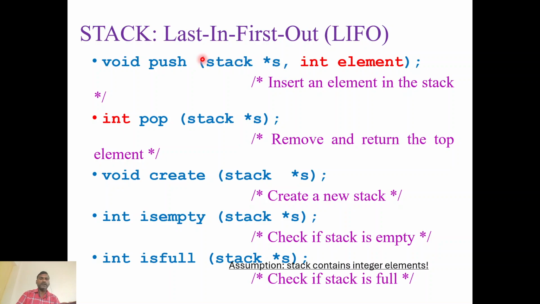These are the functions we can use inside C programming. To insert an element into the stack, I am going to use the push function. Here the stack is followed by the pointer star s, and then the element we are going to push into the stack. Next we perform the pop operation with this syntax: int followed by the pop function name, and here also I use the pointer variable to remove the element and return it from the top of the stack.